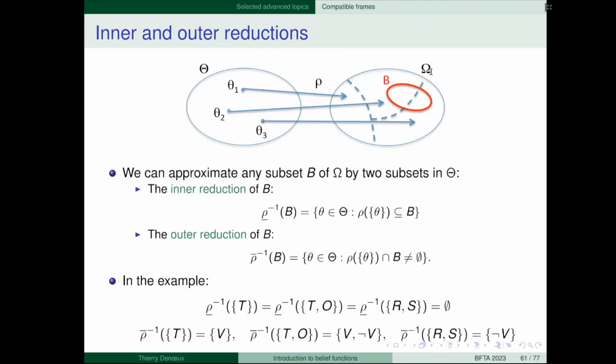But we can still find 2 mappings. For each B, we can define the set of theta whose image is included in B. Okay? And this is the definition. We call this the inner reduction of B. It's some kind of approximation, an inner approximation of B in theta. You take the set of small theta whose image is included in B. Another useful definition is that of the outer reduction of B, which is the set of theta whose image has a non-empty intersection with B. So in my example here, in this case, the inner reduction of B is empty, because there is no small theta whose image by rho is included in B. But the outer reduction of B is theta 2, theta 3, because you see that rho of theta 2 intersection B is not empty, and the image of theta 3 intersection B is not empty.